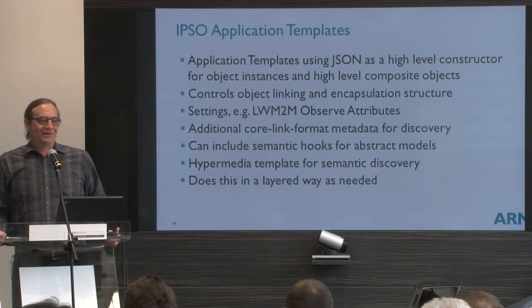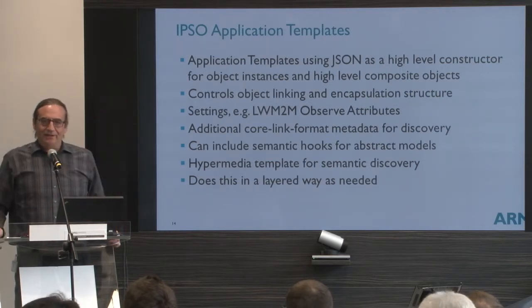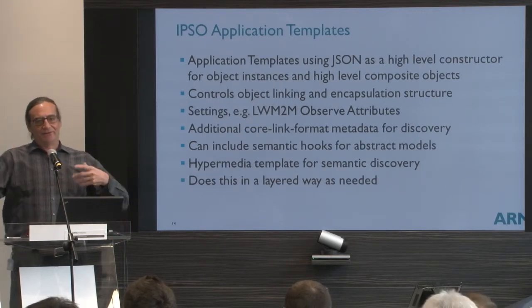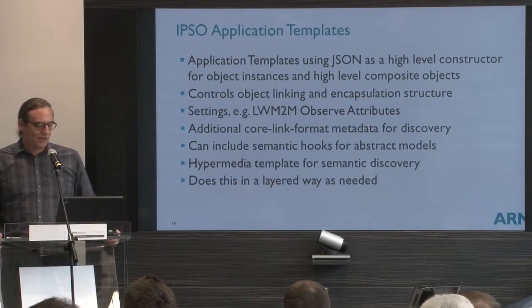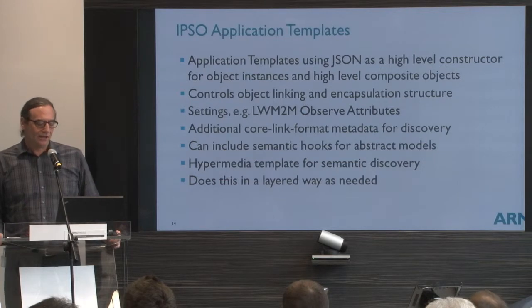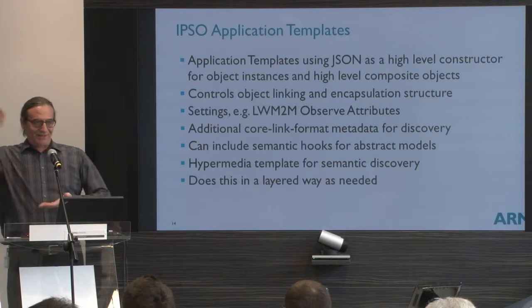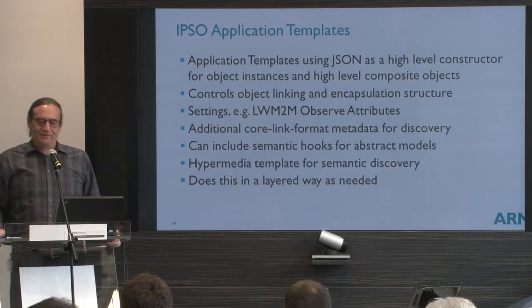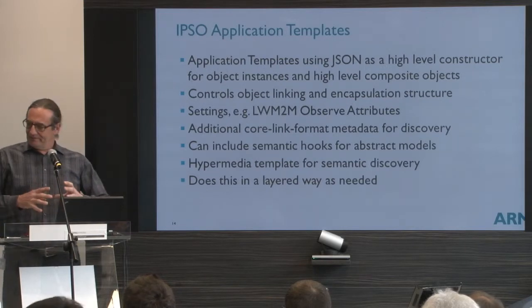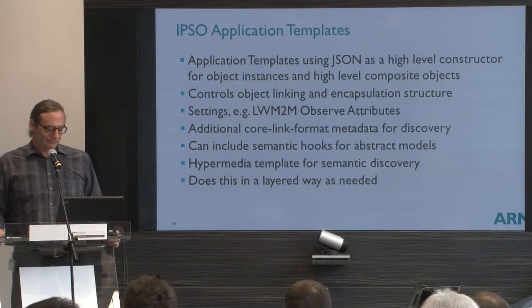Semantic hooks for abstract models. There are some high-level model builder things that are used to create other objects. And if we could add information to objects to guide those builders, that's a possible use of templates as well. And then I mentioned hypermedia templates already. And this could be layered. So you could have one JSON for the basic thing and another JSON that would layer on top of it, et cetera, assuming you use JSON. And I think the DDF file would still be the definitive root description for these things.